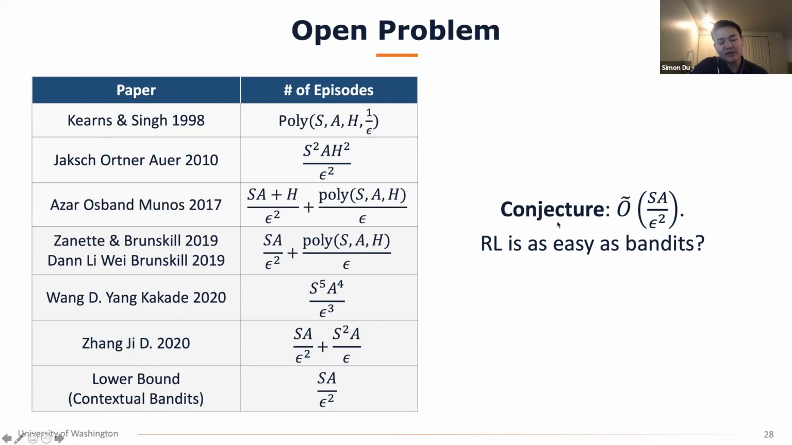Why is this problem very important? If you can prove this conjecture, you can basically claim that reinforcement learning is just as easy as contextual bandits. Although reinforcement learning has an additional transition matrix and an additional planning horizon, they don't matter by much. In terms of sample complexity, you still only need to pay SA over epsilon squared, which matches the lower bound of a much simpler problem, contextual bandits. So if you can prove this, it is a very big breakthrough as well.